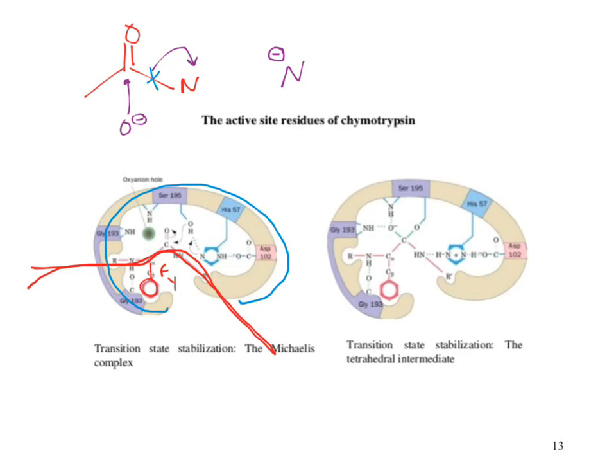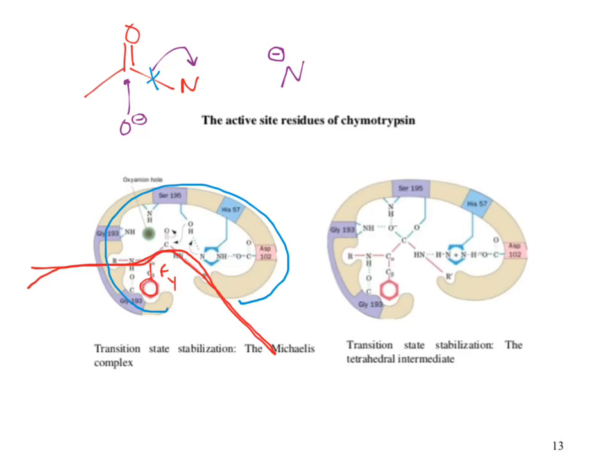That oxygen from our carbonyl is now negatively charged, not very stable. But if we look at the rest of the protein, we've got the serine backbone and our glycine backbone with nitrogens. What do those nitrogens have on them? Hydrogens. We can stabilize that negatively charged oxygen through hydrogen bonding.